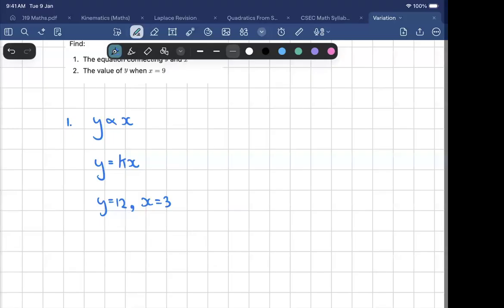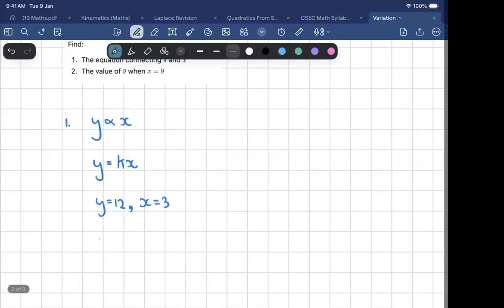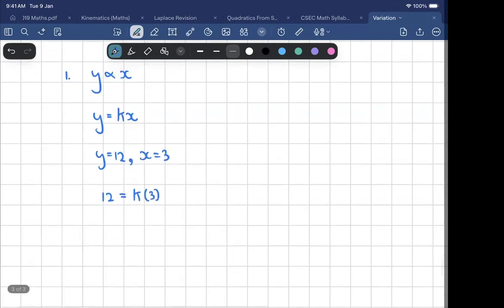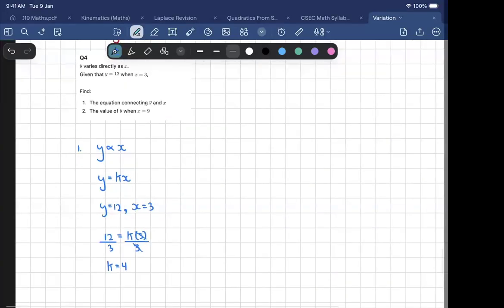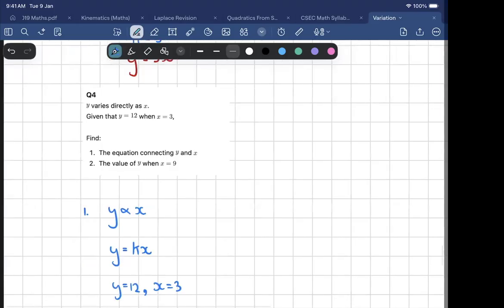How are we going to find out k? So you have to replace the y with 12, that equals k in brackets 3. Okay, and then you divide both sides by 3, which will give you 4. That's it. And so the full equation connecting y and x would really be what?